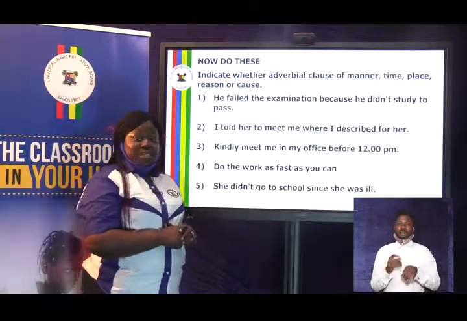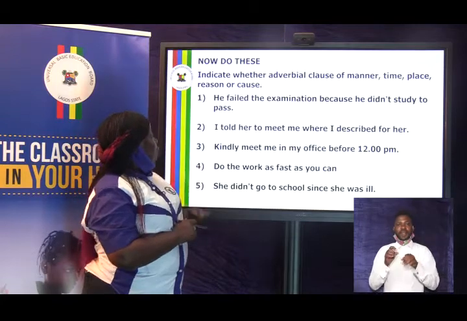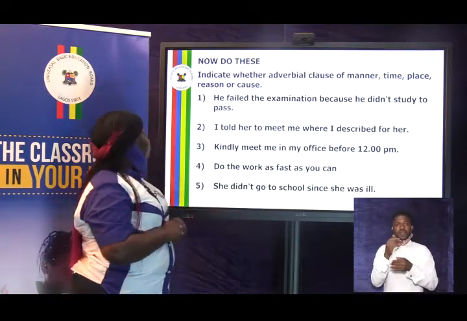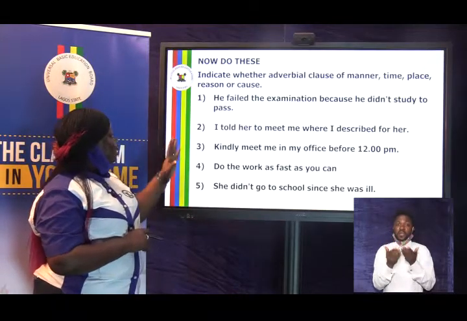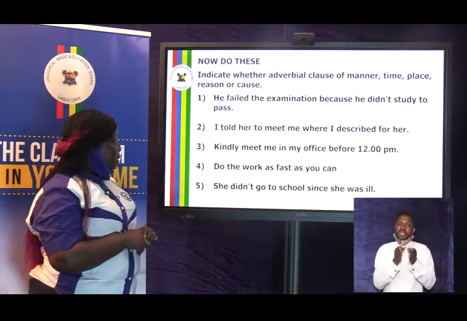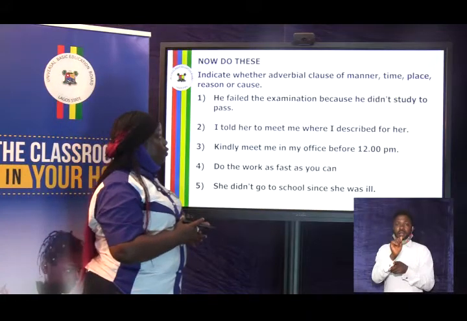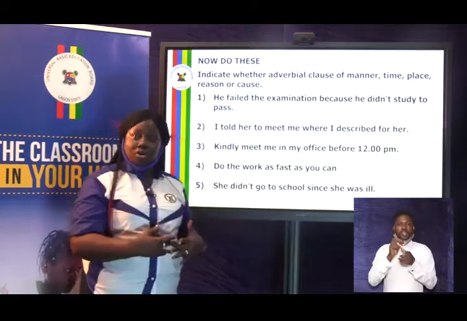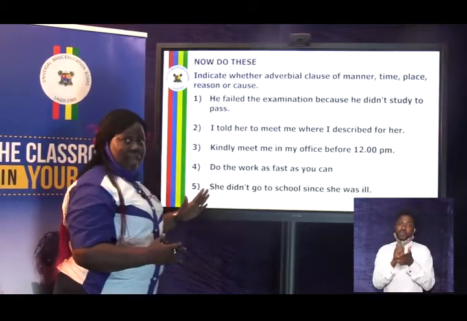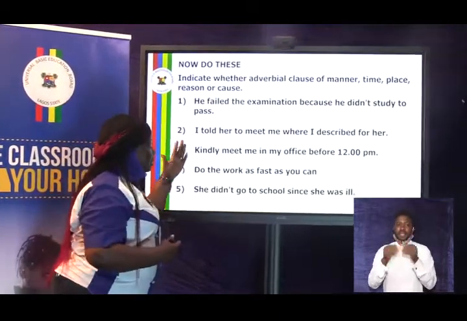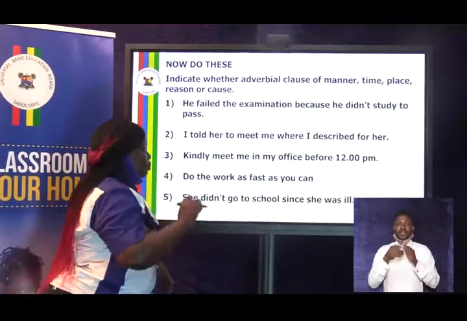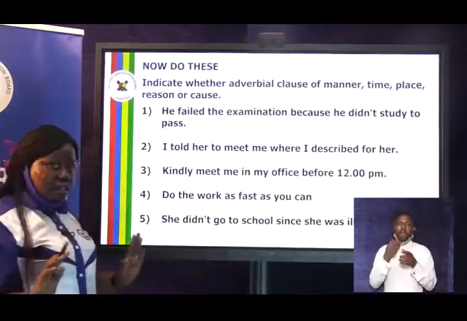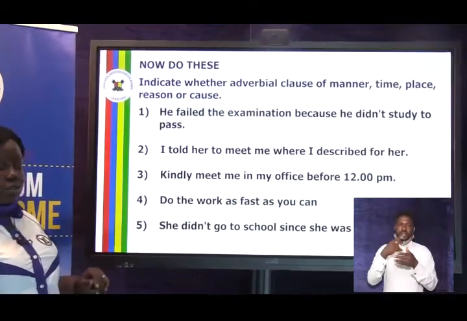Now it's activity time. I want to see how attentive you have been in the course of the lesson. Please indicate whether these sentences are expressed in the adverbial clause of manner, time, place, reason, or cause. Just write the answer after every sentence. You don't need to write the sentence. Just tell me number one, maybe adverbial clause of manner, two, clause of time, and so on. So let me read the sentences to you.